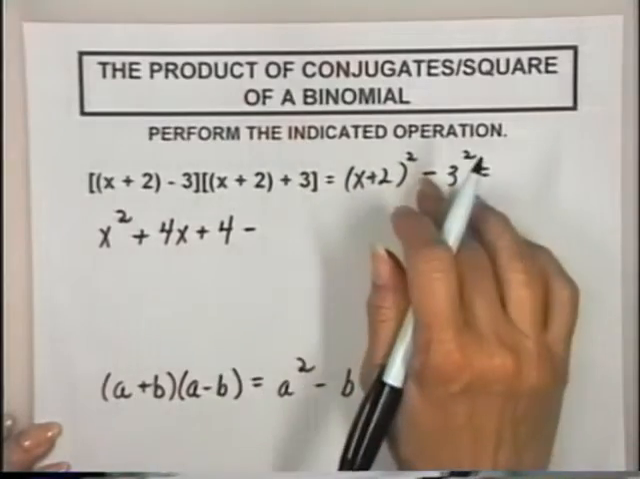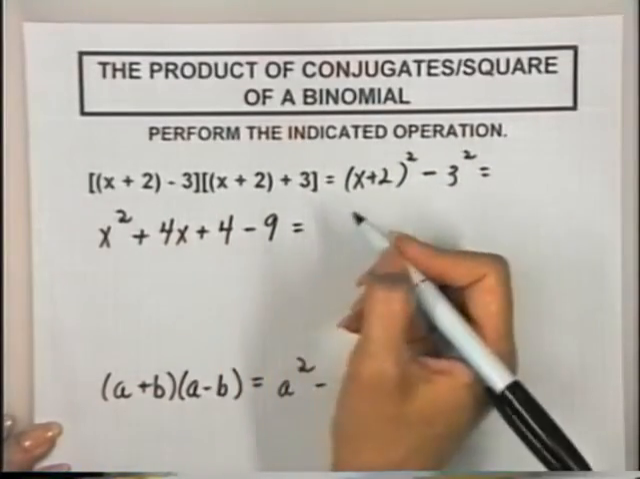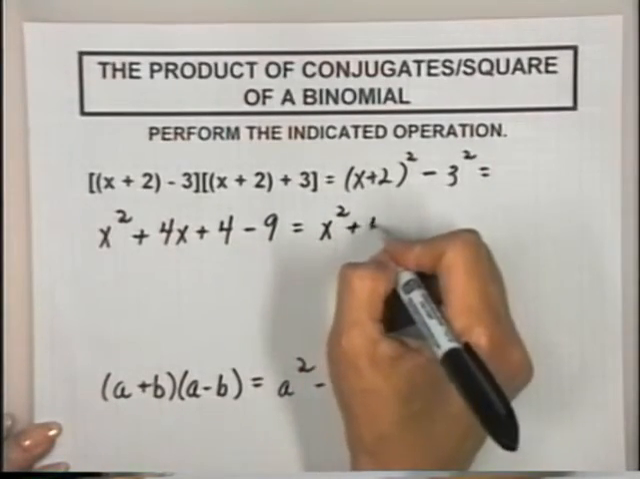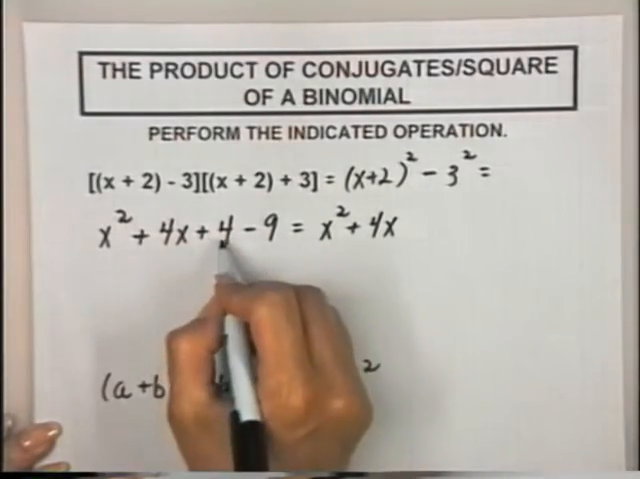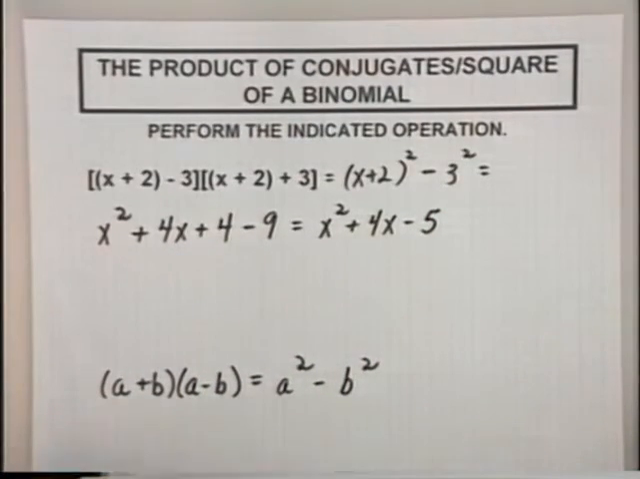And then we need to subtract our 3 squared. 3 squared is 9. We will combine like terms. We will write the x squared, then the 4x. 4 subtract 9 will give us a minus 5.